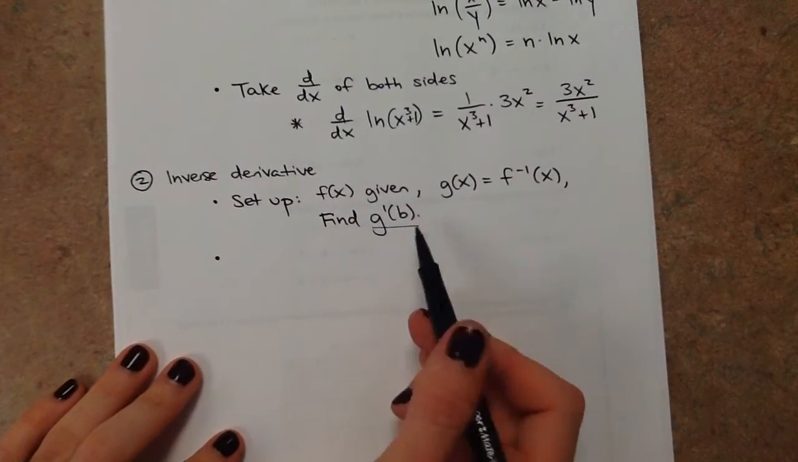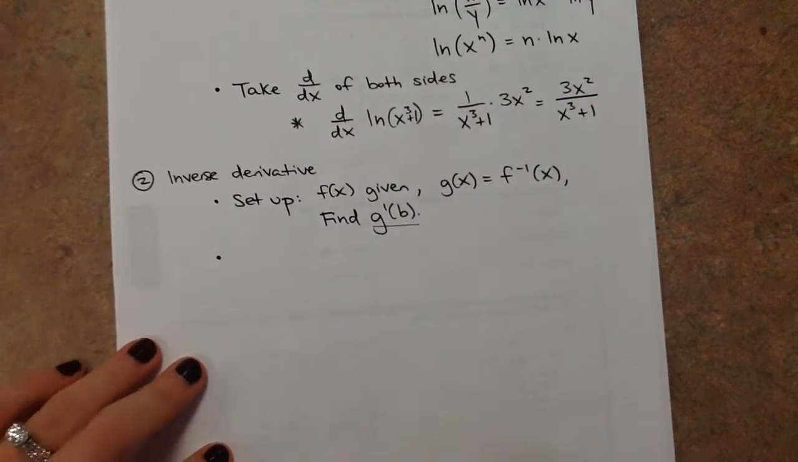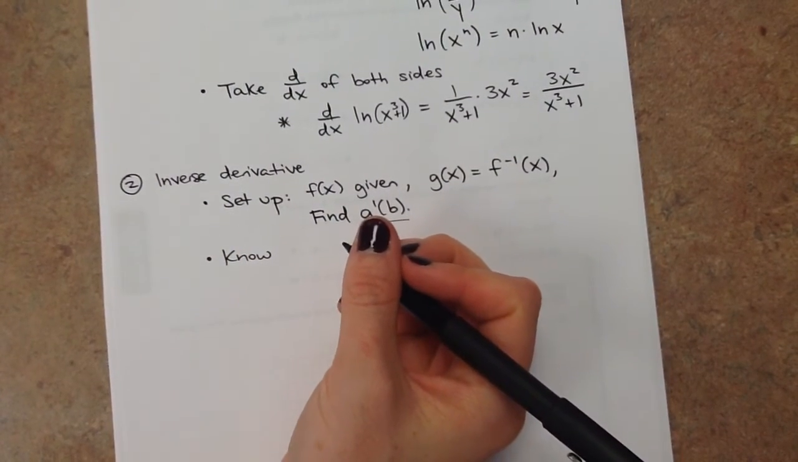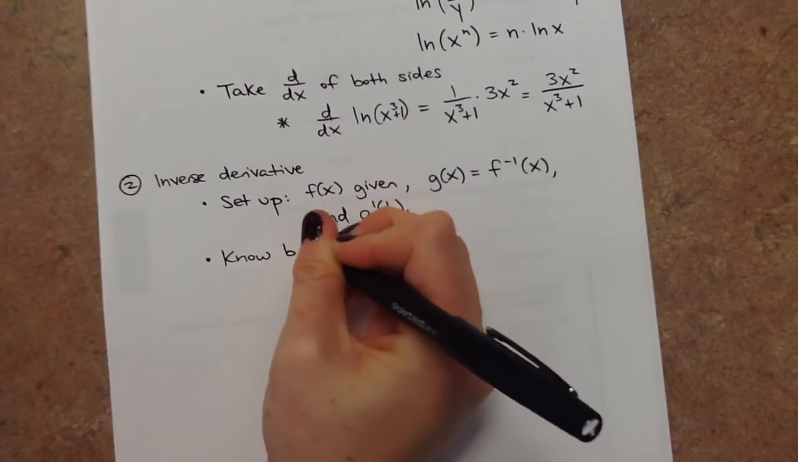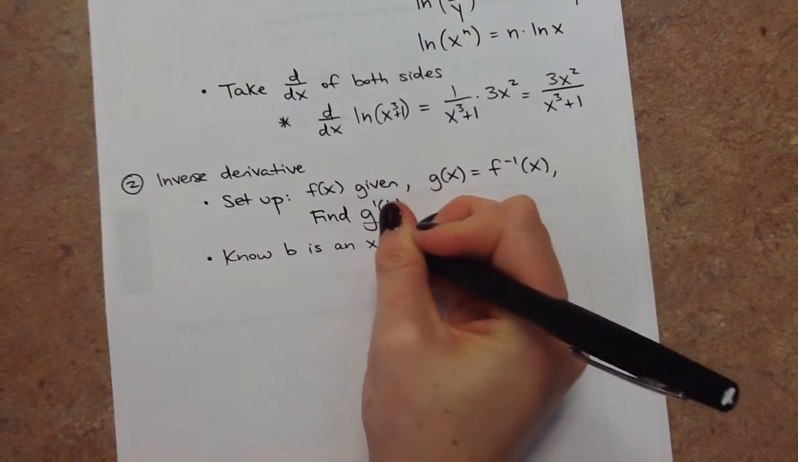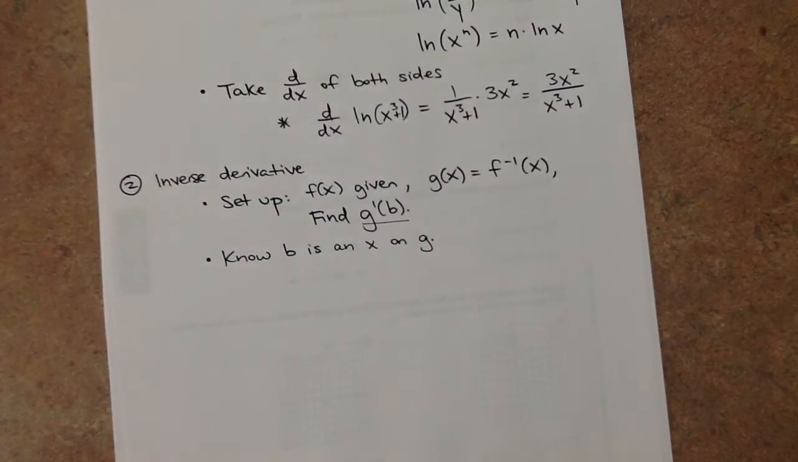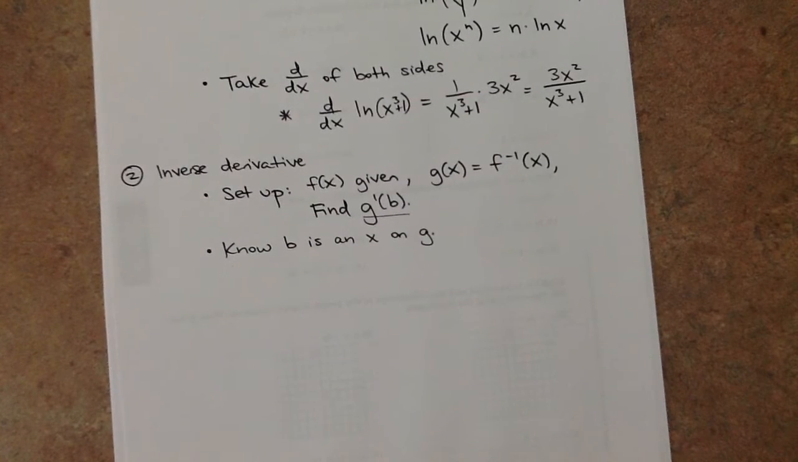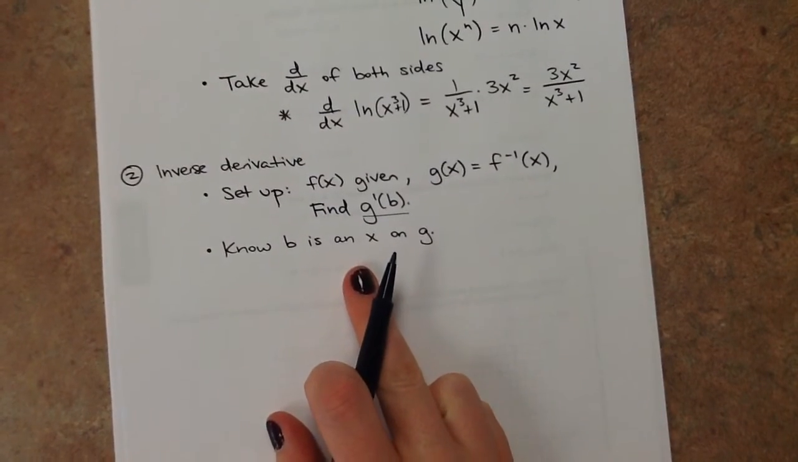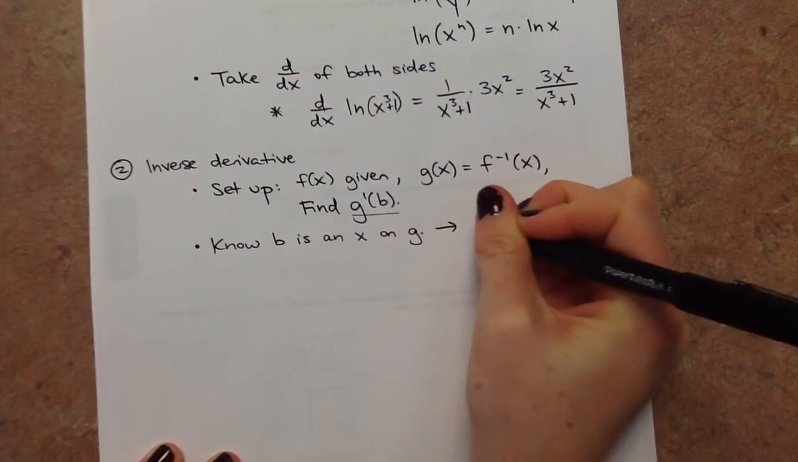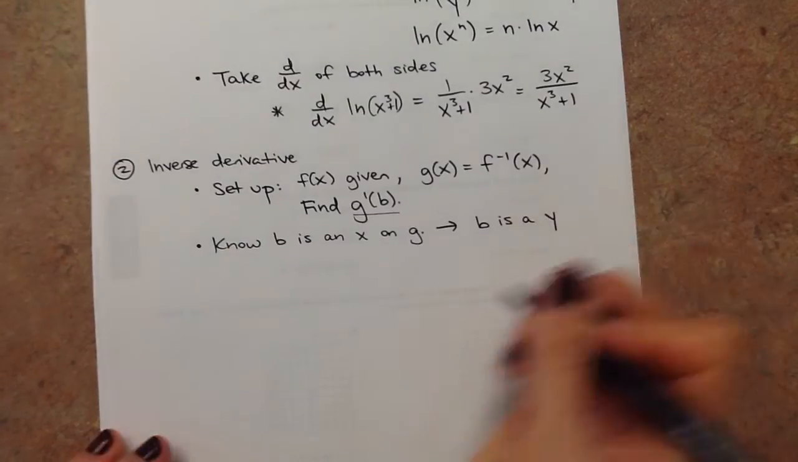So from this, knowing that they're trying to find g prime of b, what you know is that b, whatever that is, they might give you 6 or 4 or whatever, we know that b is an x value on g. So it's just kind of known. Just by this notation right here, we know that b must be an x value on g. You guys agree with that? So what do we get for free? If we know this, what else do we know? It's the y value on f. Good. So that implies that b is a y on f.